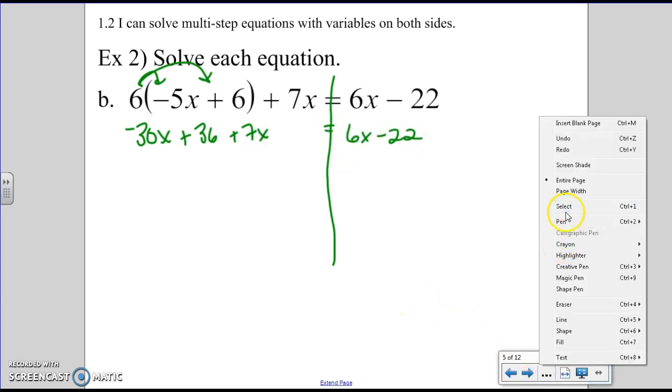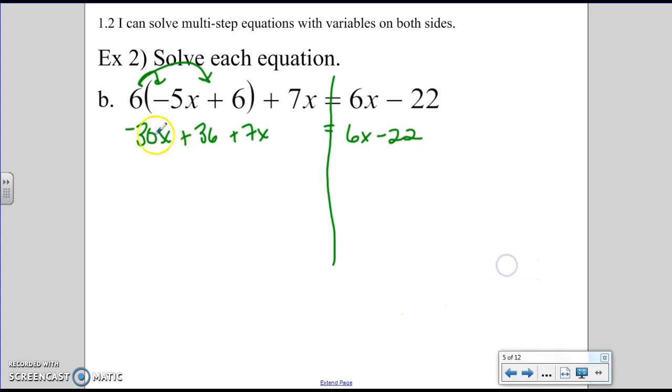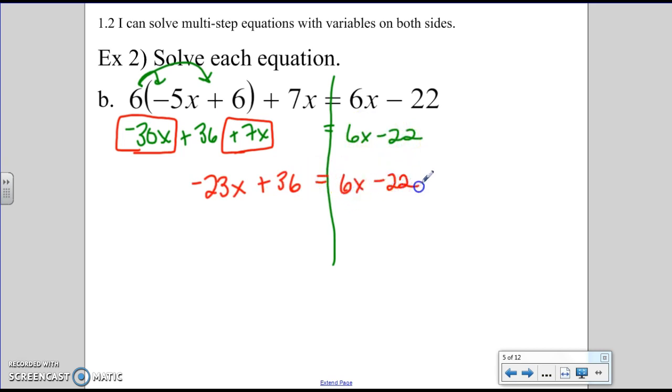Okay, step 2 says combine like terms on the left side of the equation. So on my left side of the equation, I have a negative 30x and a positive 7x. Notice that I'm taking the sign in front of the number that I'm looking at. So negative 30 plus 7 is negative 23. So negative 23x plus 36 equals, on the right side, I can't combine anything together because they're not like terms.